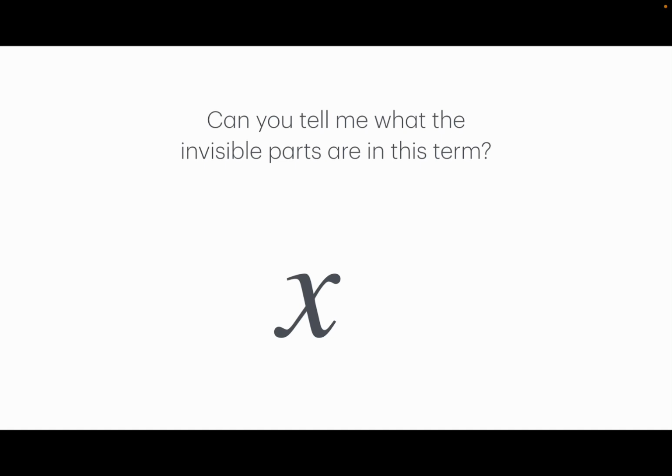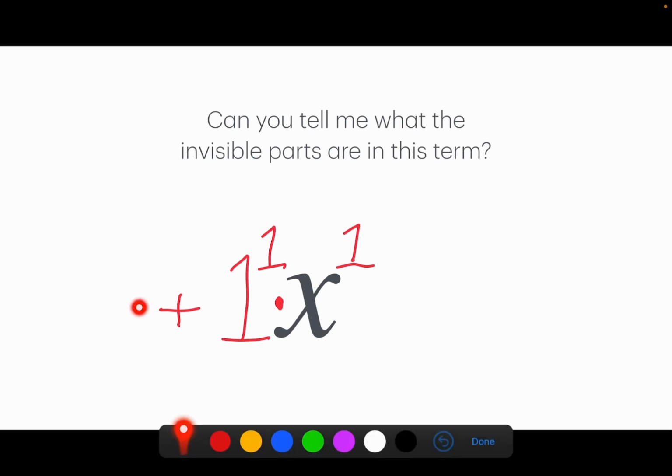So here is a term. Can you tell me what the invisible parts of this term are? All right, let's look at it. Is that what you wanted to write? So as we can see, there are a lot of different parts here. We've got the sign, we've got a coefficient, we've got two exponents, and we even have a multiplication sign.